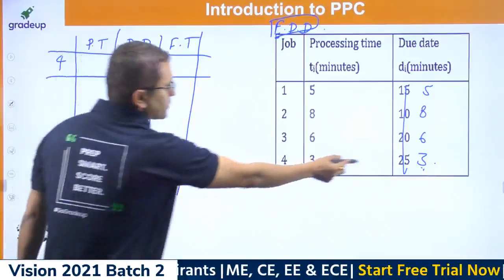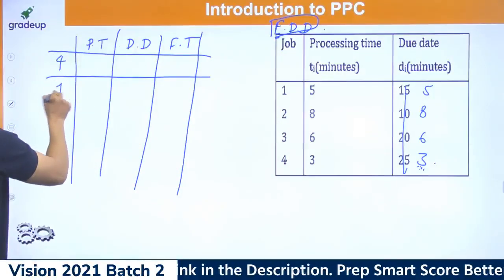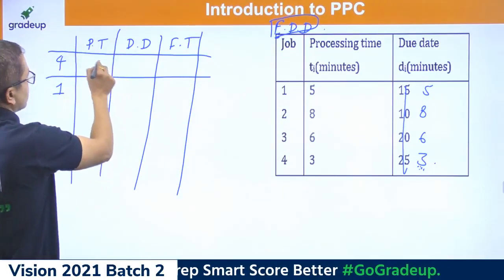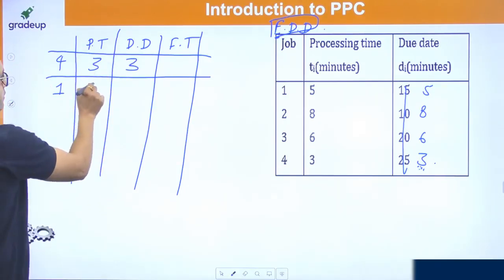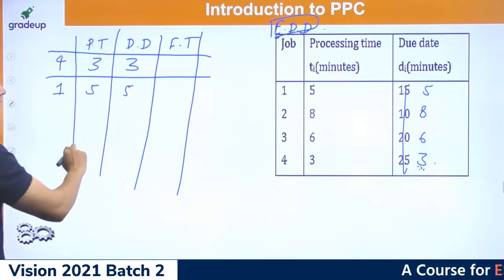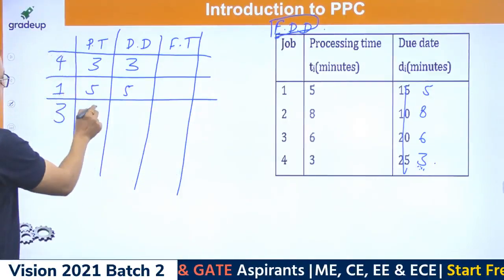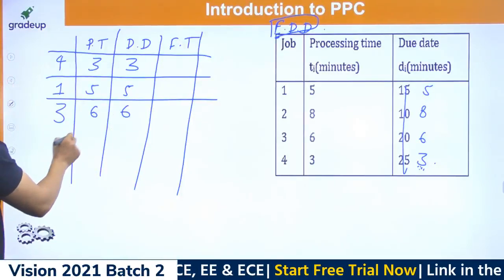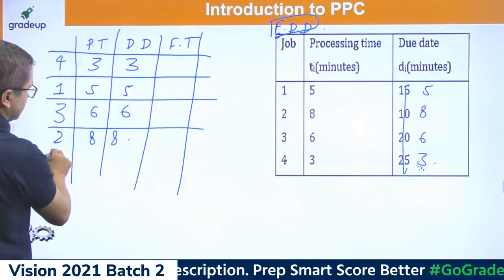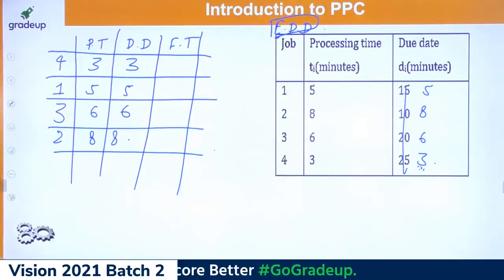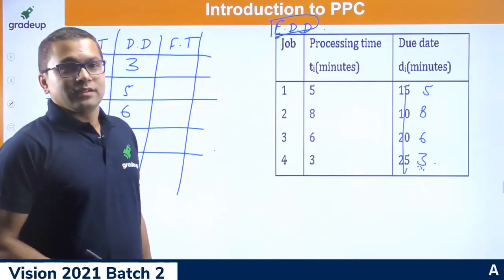So first one is 4 because this is the least. Next one is 1. For this we have 3, 3. For 1 we have 5, 5. Then we have 3, that is 6, 6. Then we have 2 again, 8 and 8. Is it good? Yes.